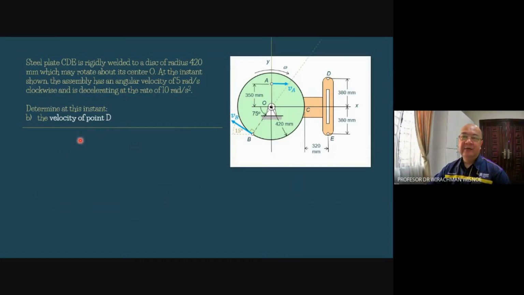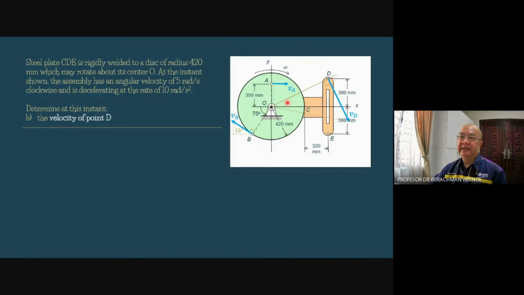Next is the velocity of point D. Since all parts of the rigid body move with the same angular velocity, the formula to calculate the velocity at D will be the same. It is omega times the distance. If you draw a line from O to D, the direction will be perpendicular. You know the height here, 380 millimeters. You know the distance from O to the projection of D to the x-axis. It is 420 plus 320.